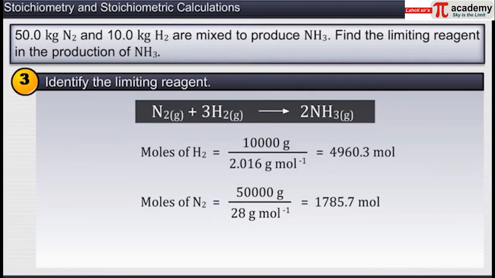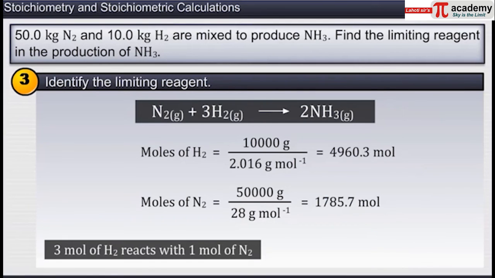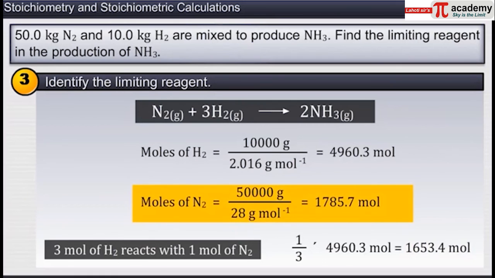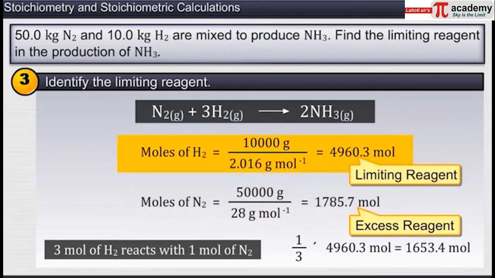If we test in the reverse manner, that is, 3 moles of hydrogen reacts with 1 mole of nitrogen, we get 1653.4 moles of nitrogen, as against the 1785.7 moles of nitrogen. Thus, we can say that nitrogen is the excess reagent, while hydrogen is the limiting reagent.